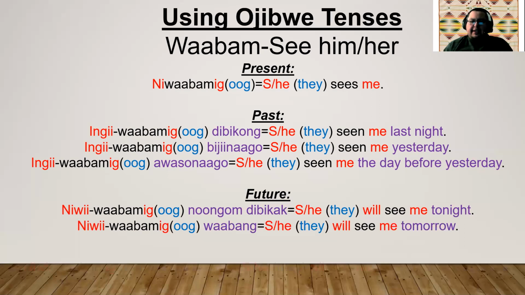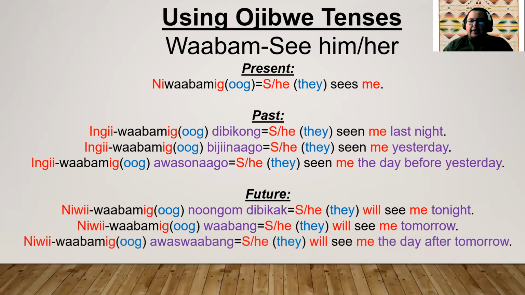And you'll see that in these type settings that I put on here. So the next one for future, talking about the day after tomorrow. Niwi wabamig awaswabang. She or he will see me the day after tomorrow. Okay, that's one person talking, third person, she or he.